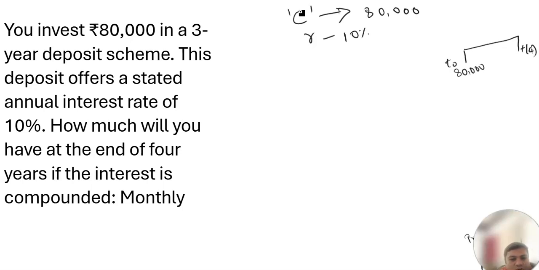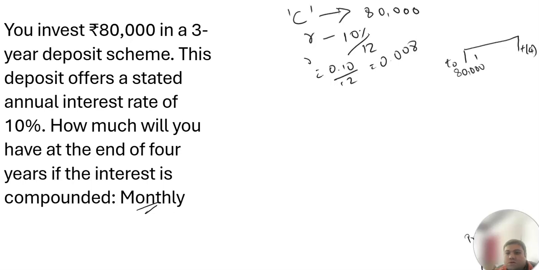But the very important thing you need to understand here is that it is compounded monthly. If it is compounded monthly, then you need to do 0.10 divided by 12. So how much are you going to get? Let's check. Why we are taking 0.10 divided by 12 is because it is compounded monthly, so we convert that to monthly. 0.10 divided by 12, we're going to get 0.008.